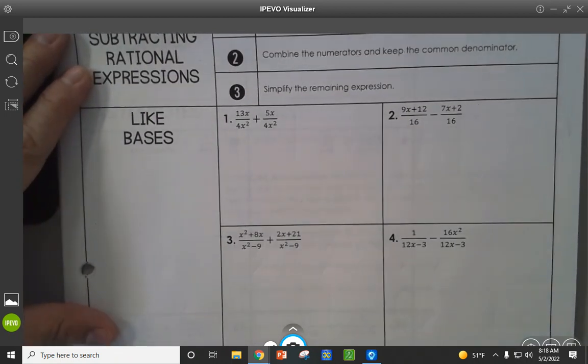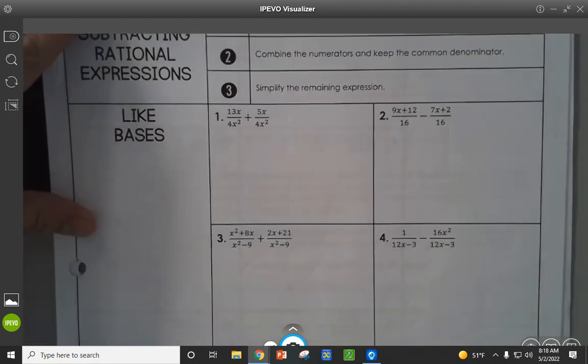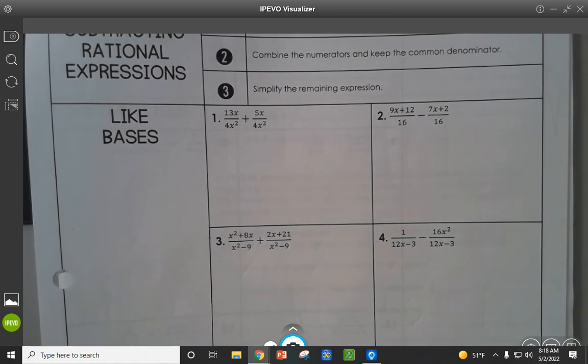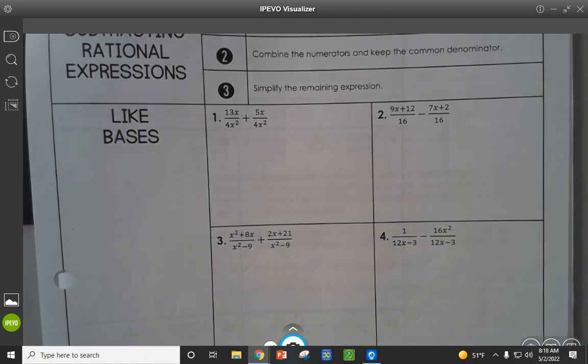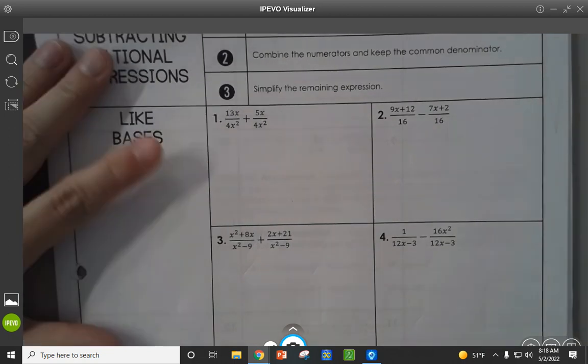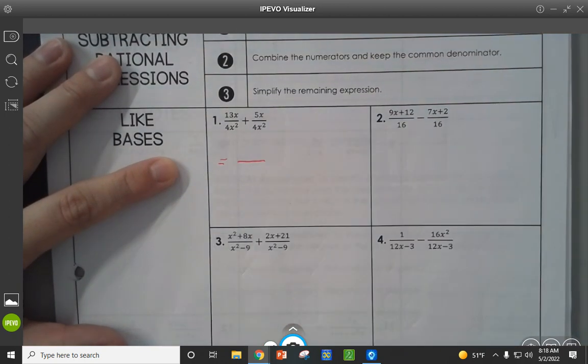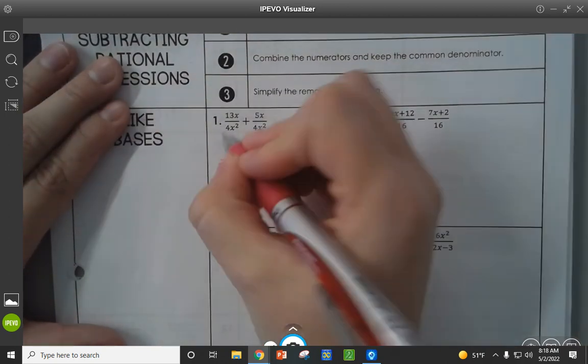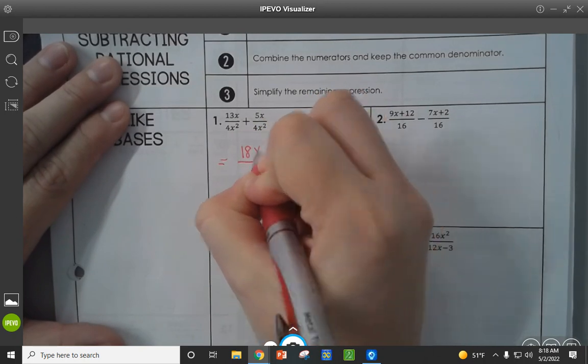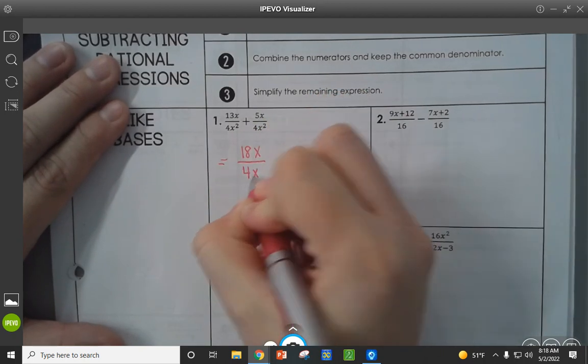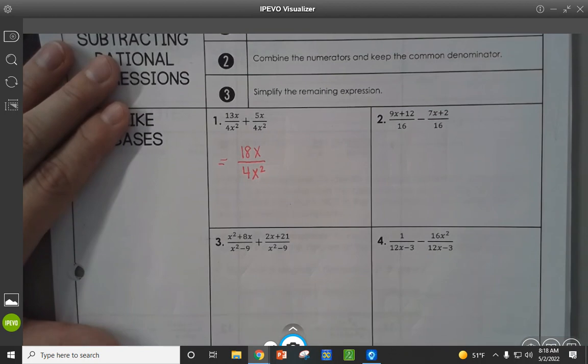So number 1, do we have like bases or common denominators? Yes, they're both 4x squared. So we're just going to add straight across. What is 13x plus 5x? 18x. And then the denominator stays 4x squared.